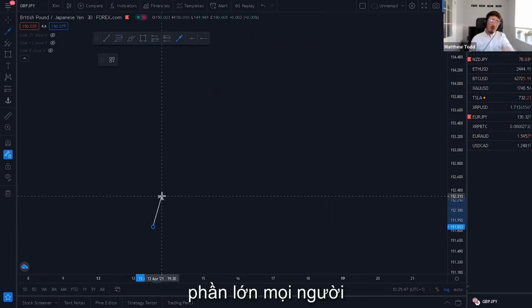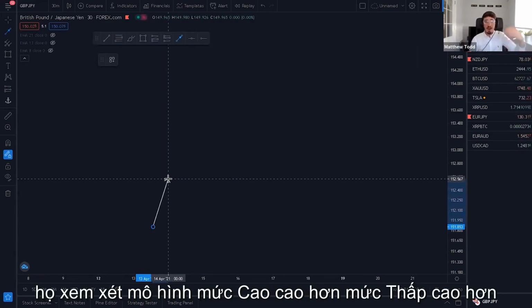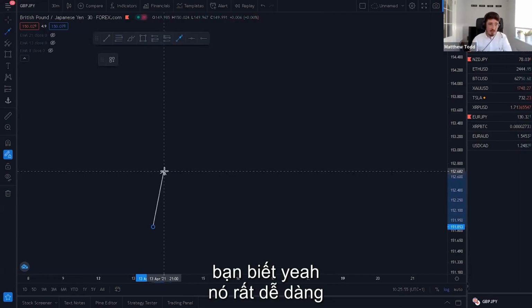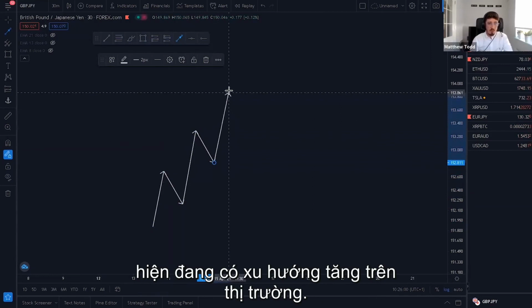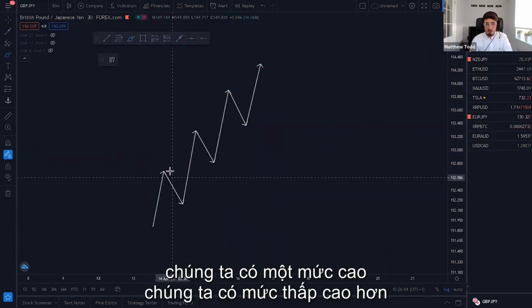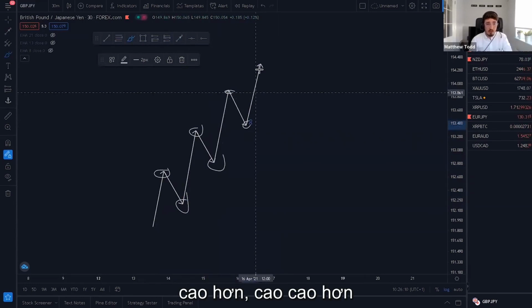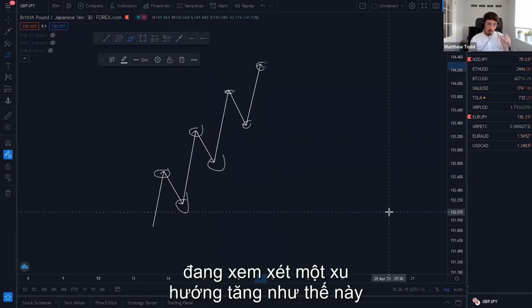So how a lot of people look at structure is obviously in the form of higher highs, higher lows, uptrend, downtrend, yada yada. It's very, very easy. It'll look something like this, just a simple uptrending market. We've got a high, a higher low, a higher high, higher low, higher high, higher low, and a higher high.